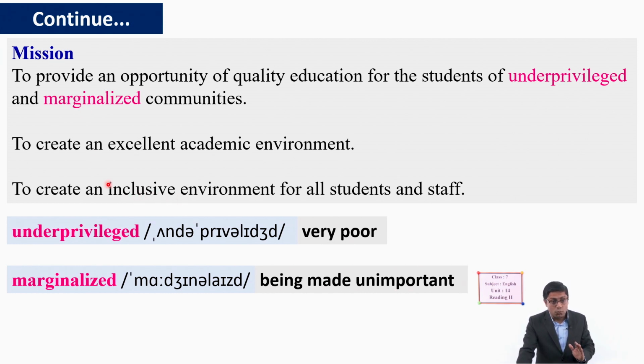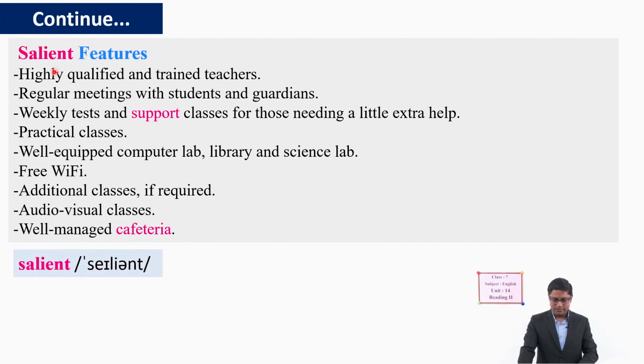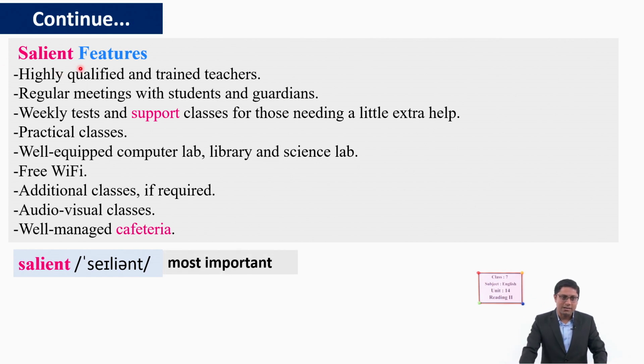So, these 3 are the goals of the school. Okay, did you get? Let us see the salient features. Okay, what do you mean by salient features? Have you got any idea? Okay, so what does the word salient mean then? Okay, it means okay, very good, most important. So what are the most important features of this school?